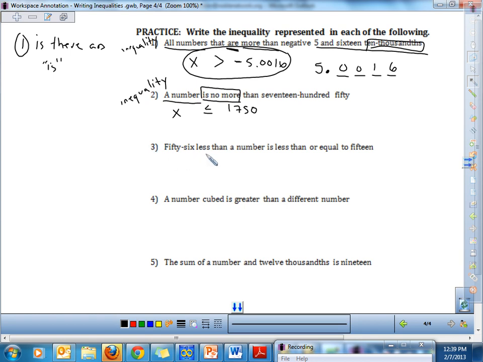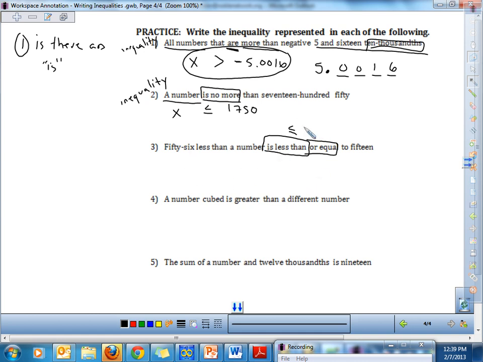So this one, 56 less than a number is less than or equal to 15. Alright, there's a lot going on here. So let's first just go to where we see the is. Alright, I see an is. That tells me it's going to be either an inequality or an equation. But I notice that it says is less than. That tells me it's going to be an inequality because there's a phrase afterwards. So is less than, oops, and I forgot to include the or equal to, so it is less than or equal to. Let's go back to this beginning part.